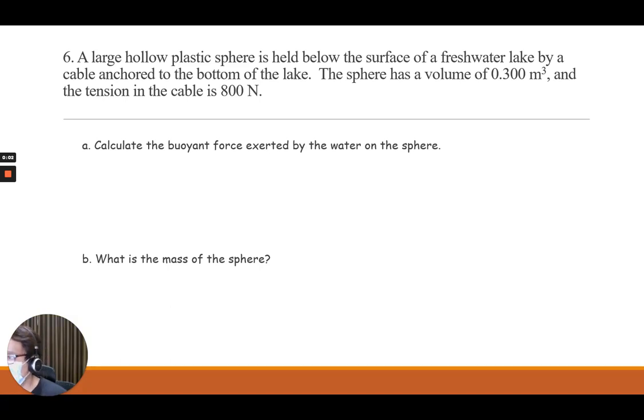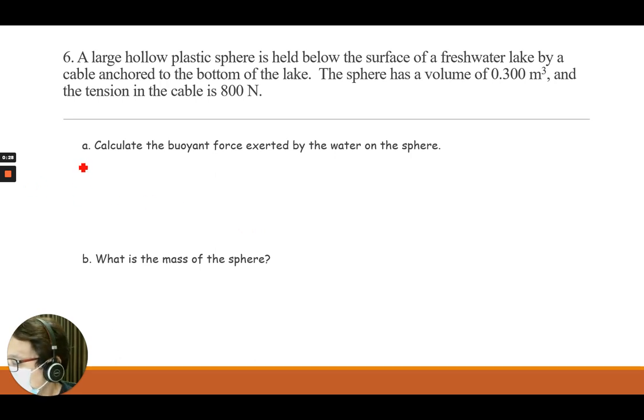Okay, let's answer number 6. A large hollow plastic sphere is held below the surface of a freshwater lake by a cable anchored to the bottom of the lake. The sphere has a volume of 0.300 cubic meter and the tension in the cable is 800 newtons. Calculate the buoyant force exerted by the water on the sphere.